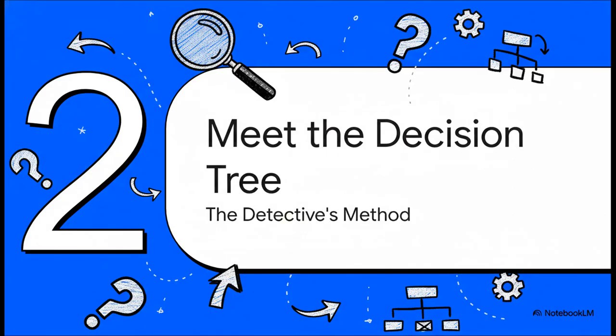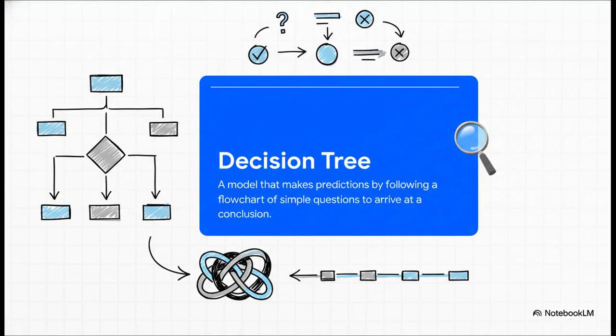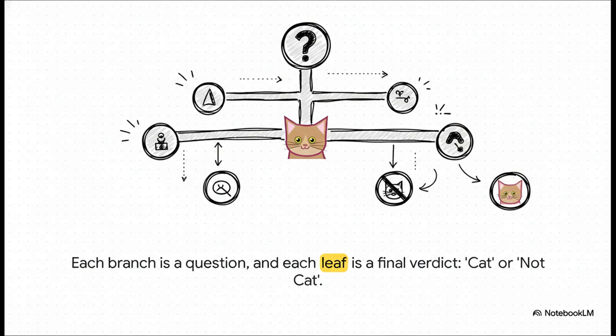So, we have our clues, but a detective needs a method to sort through them logically, right? For our machine, that method is called a decision tree. At its heart, a decision tree is really just a flowchart. It's a series of simple, targeted yes or no questions that guide you to a final answer. It takes a big, complex problem and breaks it down into a sequence of much easier choices.